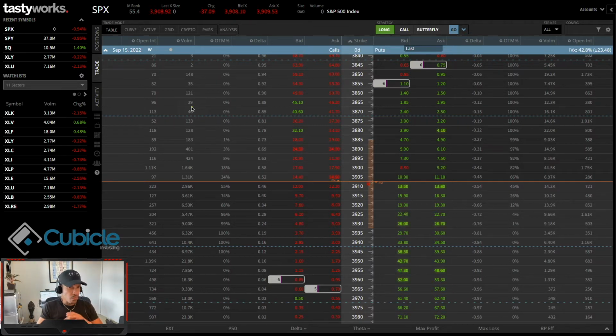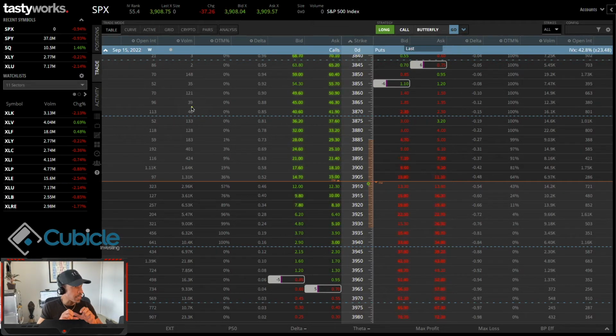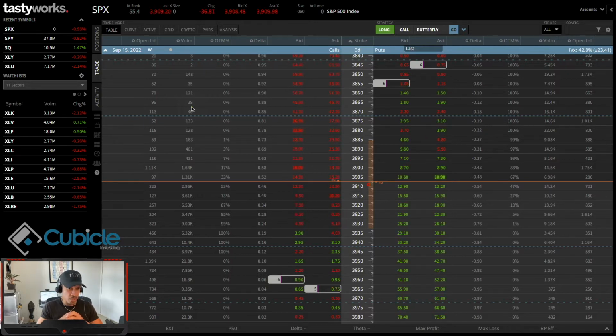And so for the SPX, they actually have expiration dates throughout the week. So every day of the week, you can trade the SPX. And for those who understand options, you know that one of the components of an option contract is that it has an expiration date. So the expiration date on this trade is today, September the 15th, right?